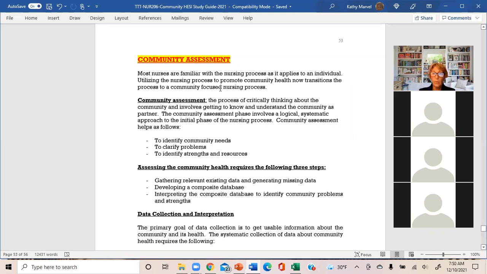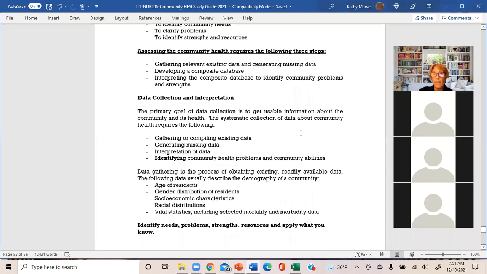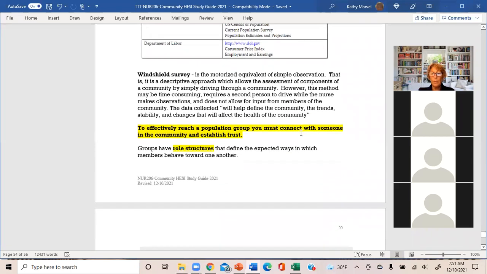Identifying the needs, right? So community assessment is the process of critically thinking about the community. And you need to get to know the community. How do we do that? Your community assessment phase involves a logical, systemic approach to the initial phase of the nursing process, which is assessment, right? Identifying the needs, strengths, and resources. And this section goes through how to do a community assessment. That should be review for you. We talked about community assessment and the windshield survey.